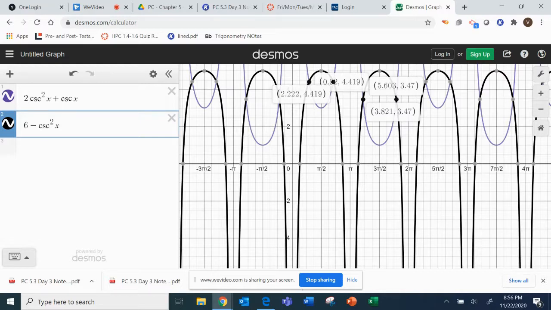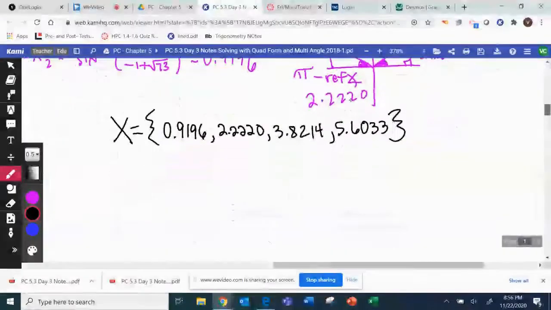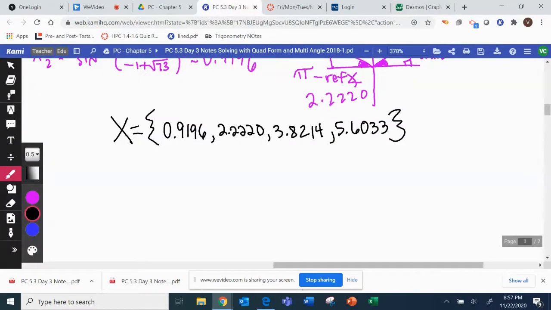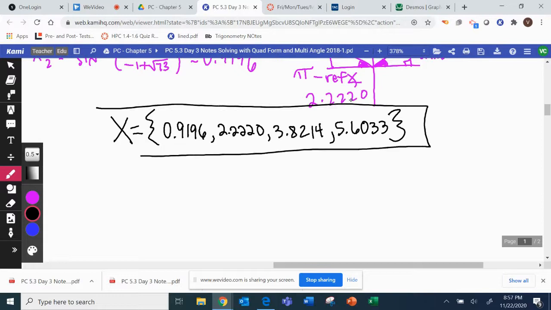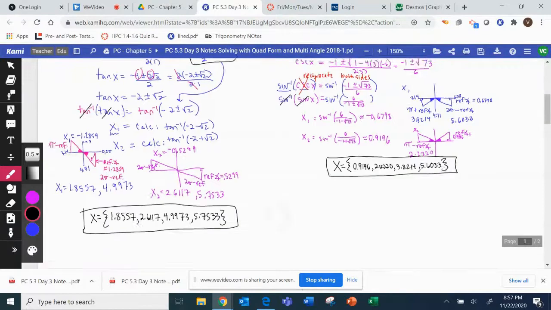I'm just looking at the x's. I remember the 2.222. 0.92, was that my first one? Yep, 0.9196, so 0.92. Let's see, I'm looking for a 3.82 and a 5.60. 3.821, 5.603, that looks perfect. So I have the right answers. All right, so that is using quadratic formula.